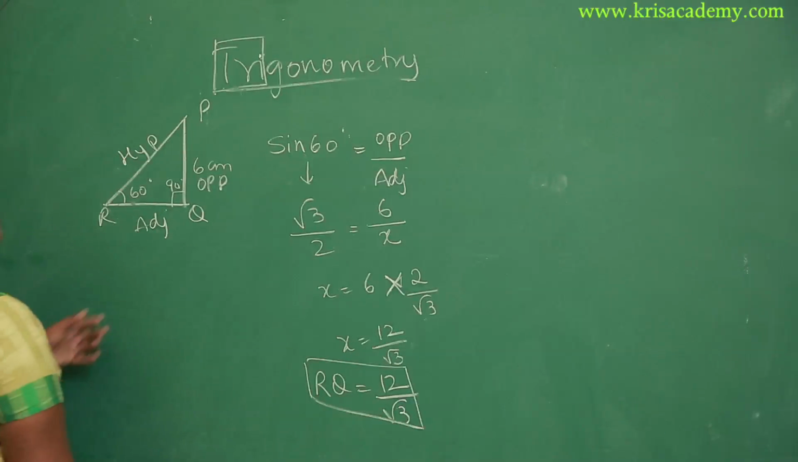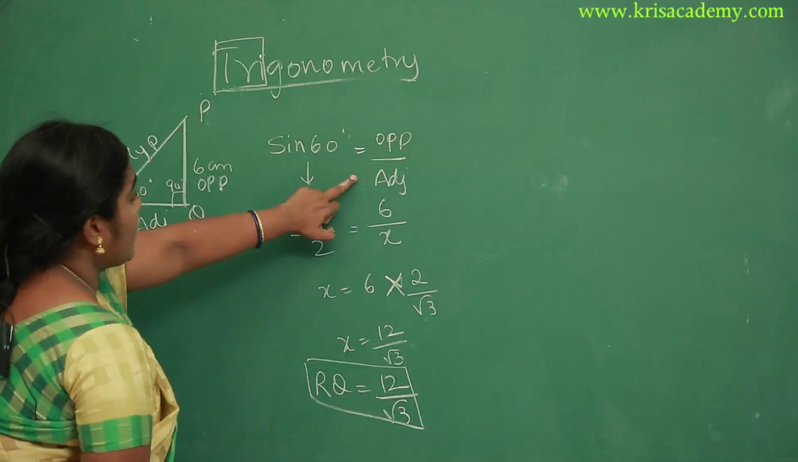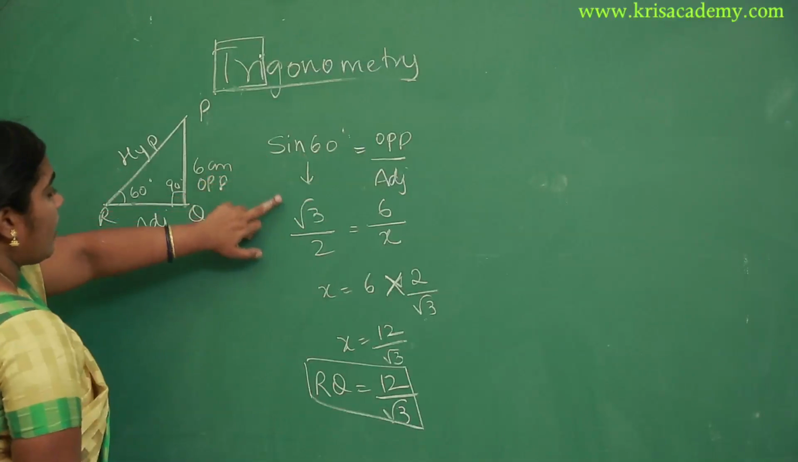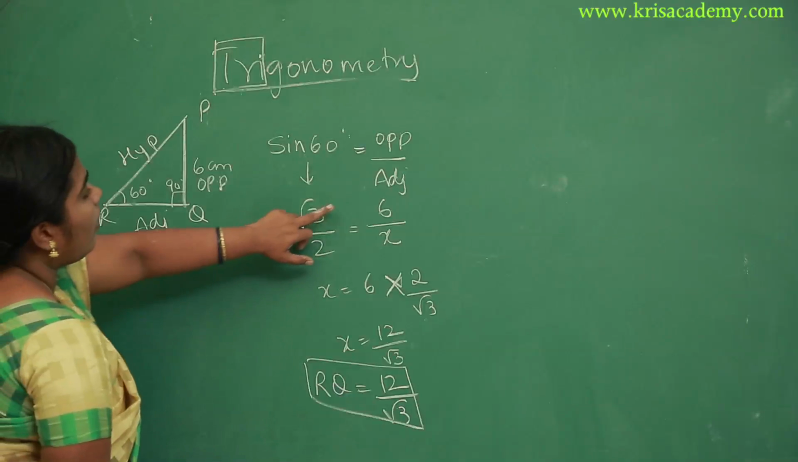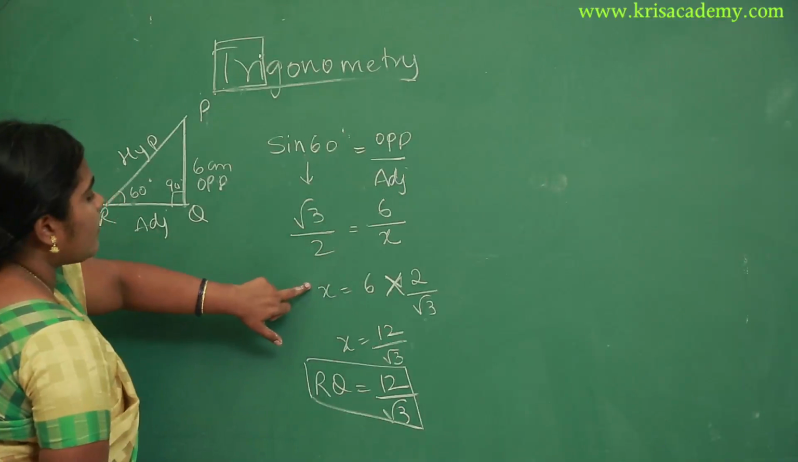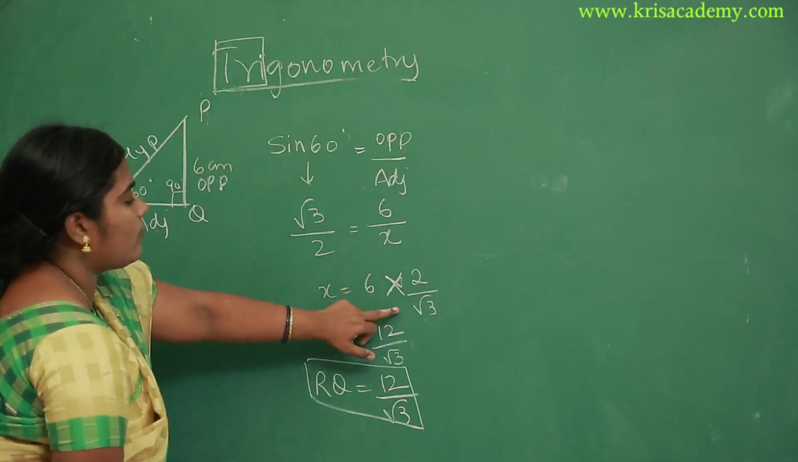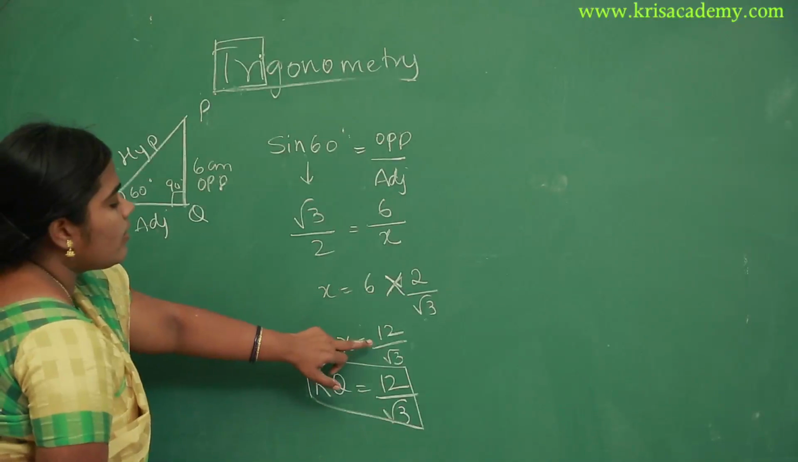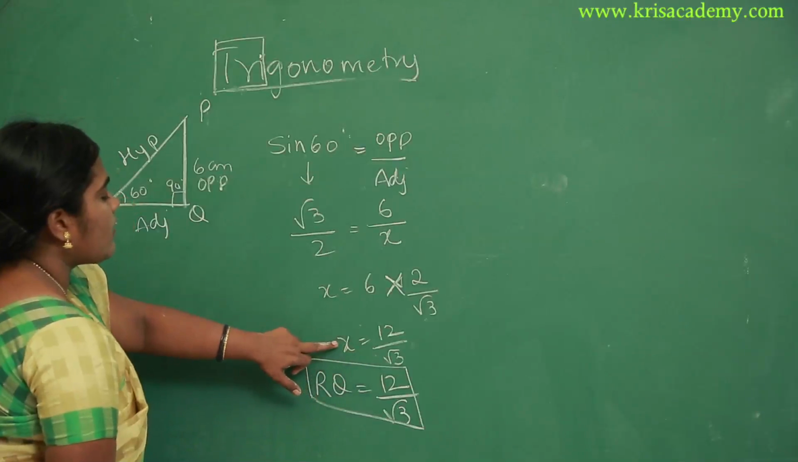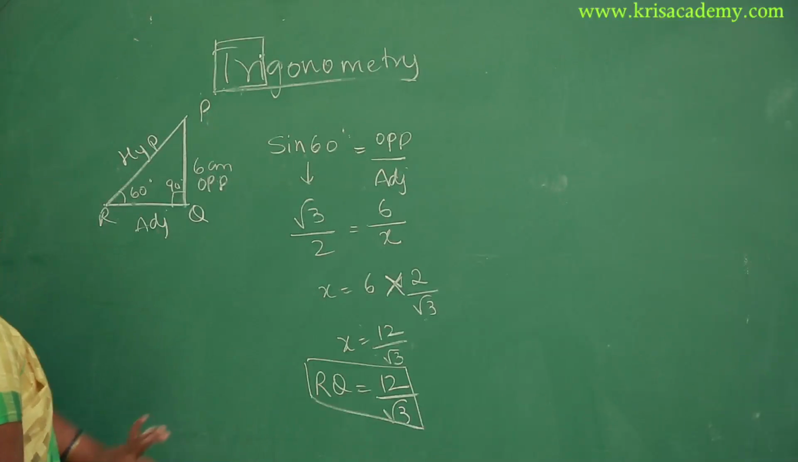So once again, listen: the sin 60 degrees trigonometric ratio is opposite by adjacent. Sine 60 degrees angle value is root 3 by 2. The opposite value is 6. The adjacent value is x. So x equals 6 into root 3 by 2 becomes 2 by root 3. 6 2s are 12. Denominator is 3. So the x value is 12 by root 3, which means the RQ value is 12 by root 3.